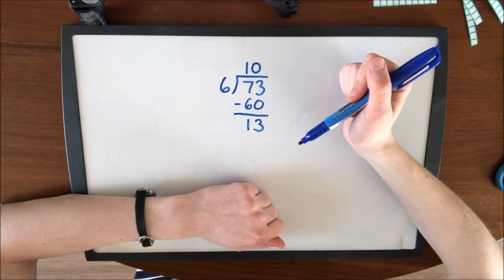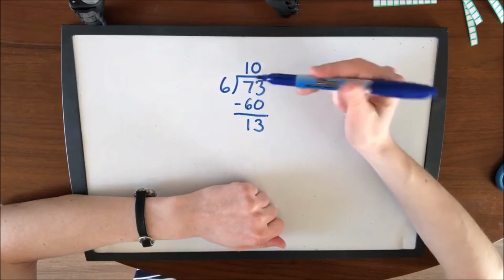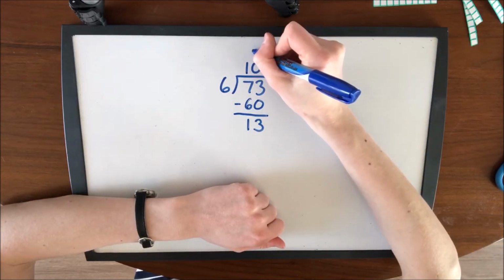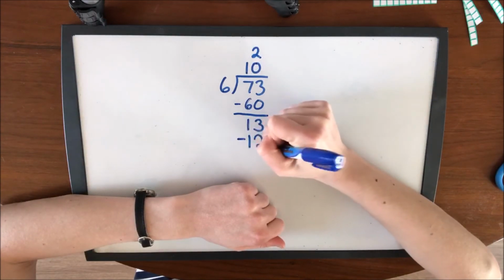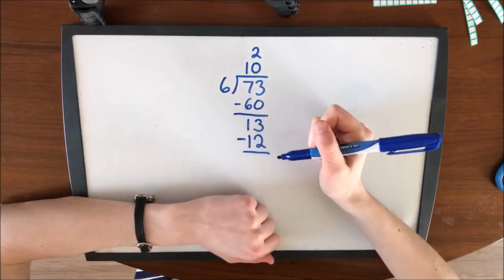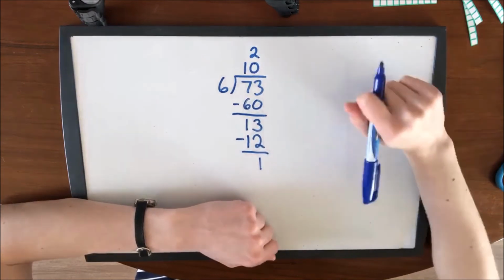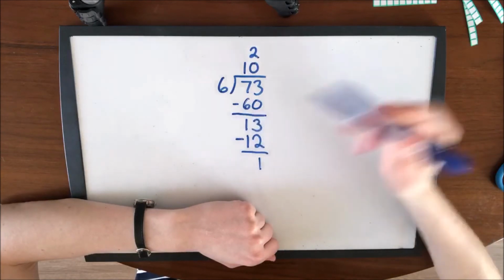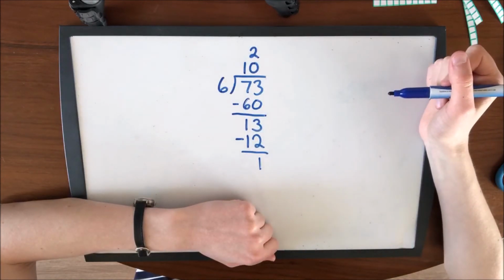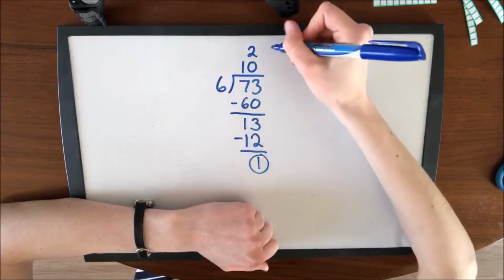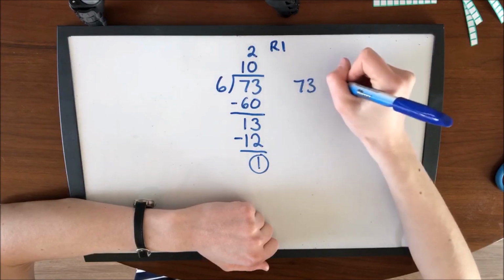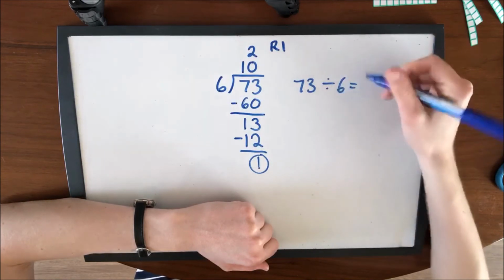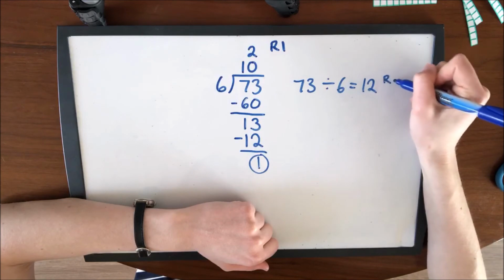6 times 2 equals 12. 6 times 3 equals 18, which is too big. So I know 6 times 2 equals 12 is what I'm looking for. This time the 2 goes in my ones column. And I'm subtracting 12 from 13 to figure out how much I have left. I have only 1. 1 divided by 6 doesn't really work because 6 is bigger than 1. So it turns out that that is my remainder. And now all I have to do is add up these numbers at the top to find my answer. So 73 divided by 6 equals 12, remainder 1.